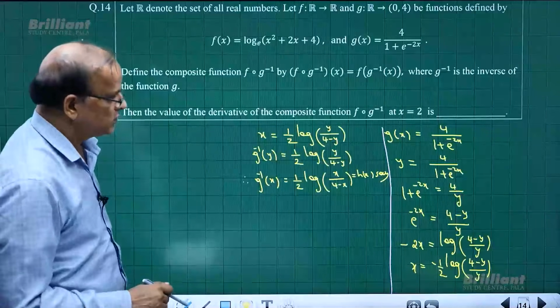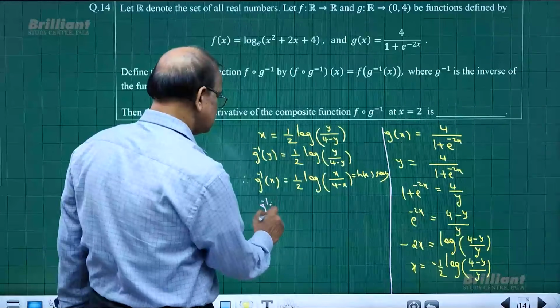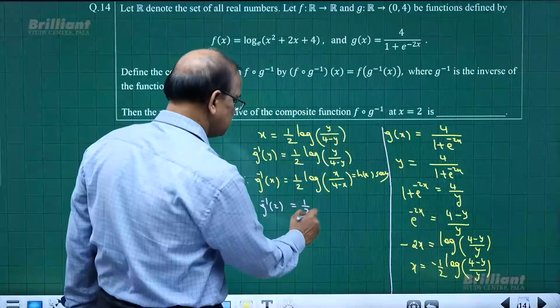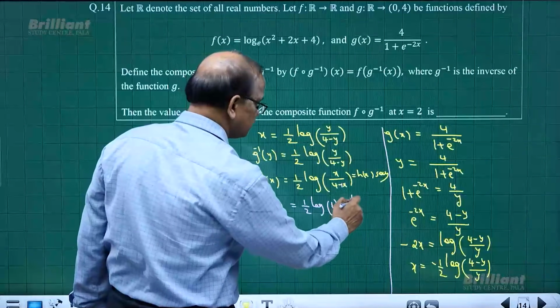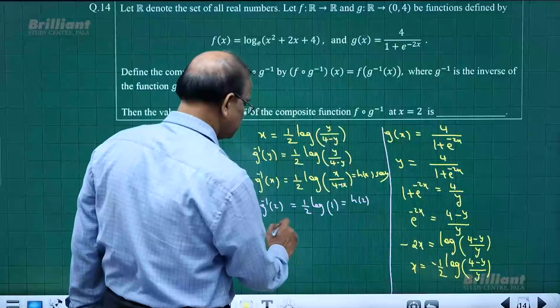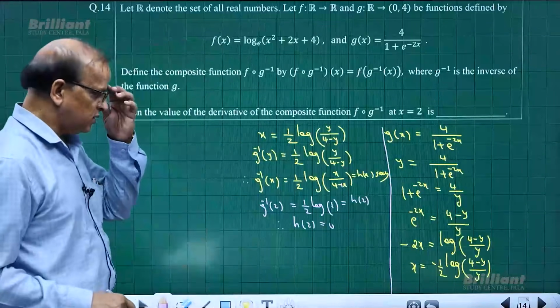Right, now what is the h of 2? That is g inverse of 2. g inverse of 2 is 0, because 1 by 2 log 1, 2 by 2 na, log 1, that is h of 2. Therefore, h of 2 is 0.